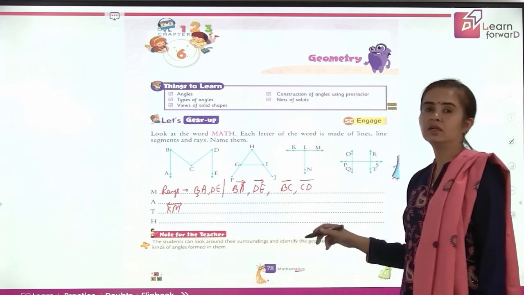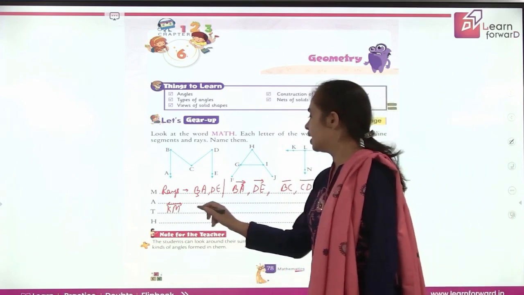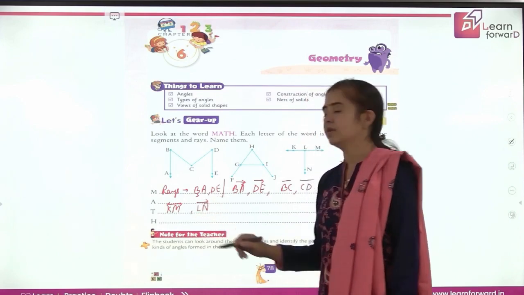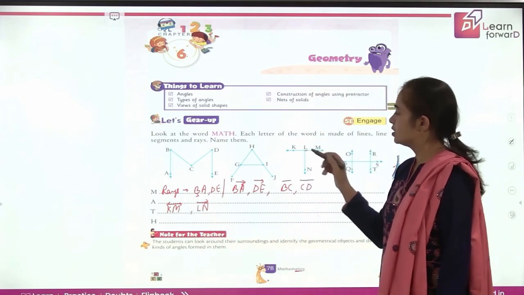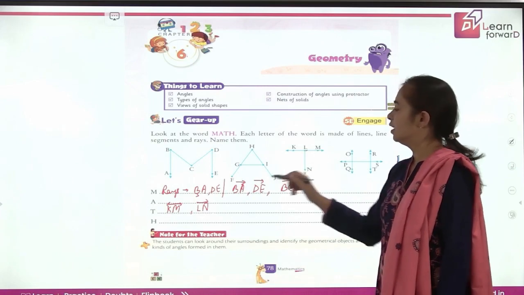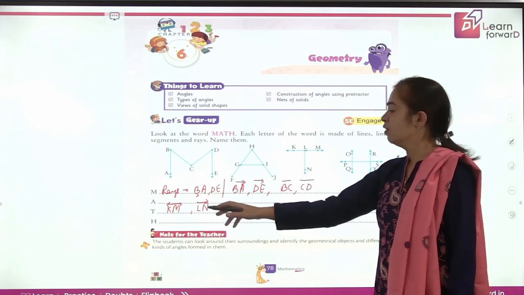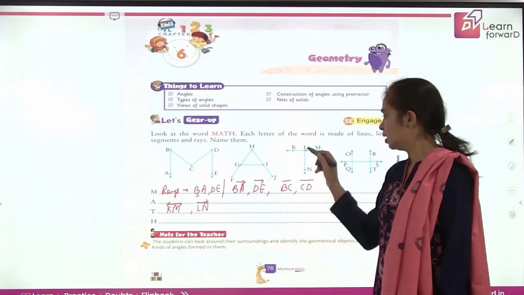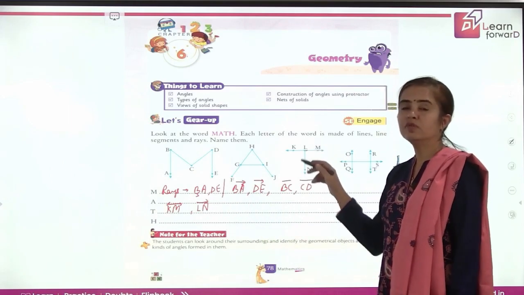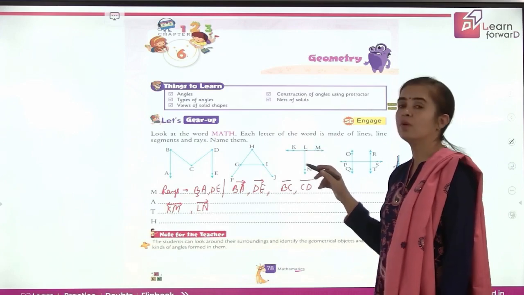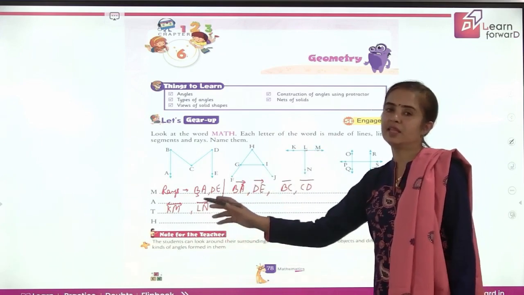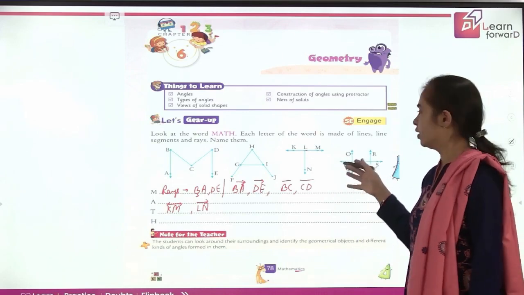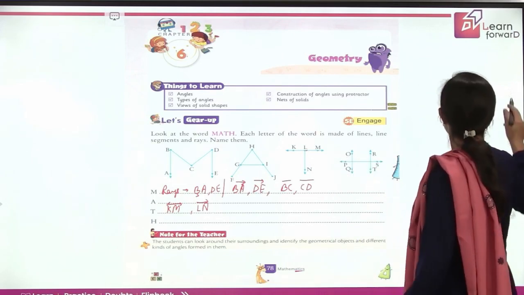And the other one is ray. So it is LN. LN is your ray, it is going in this direction because L is the fixed point. So we make sure that when we write the name of a ray, we have to put an arrow towards the movement of the ray. So it is moving towards N. So we are starting from L, LN, and then we put the mark of ray here. So same way you can do for H also.